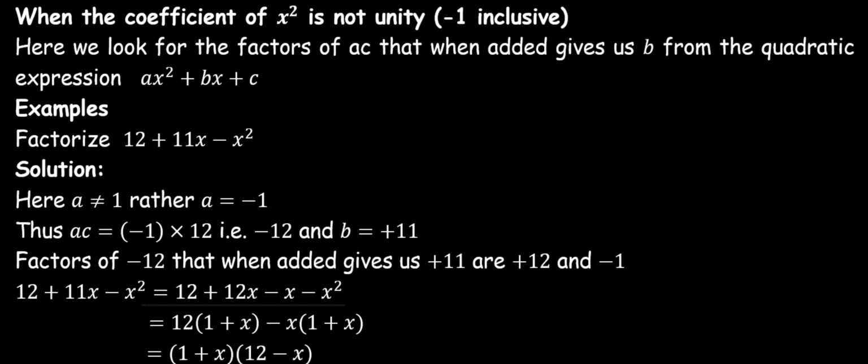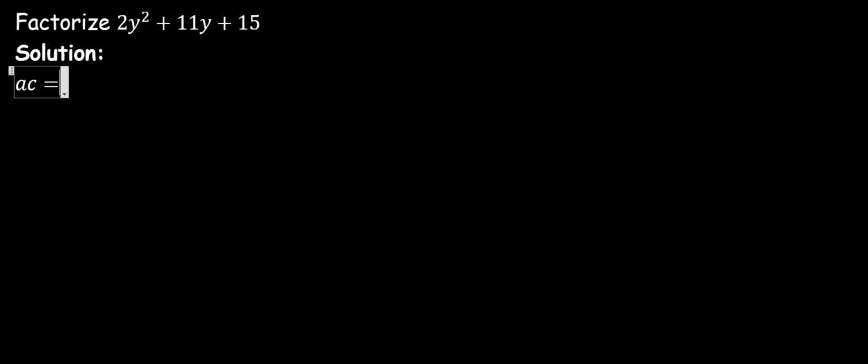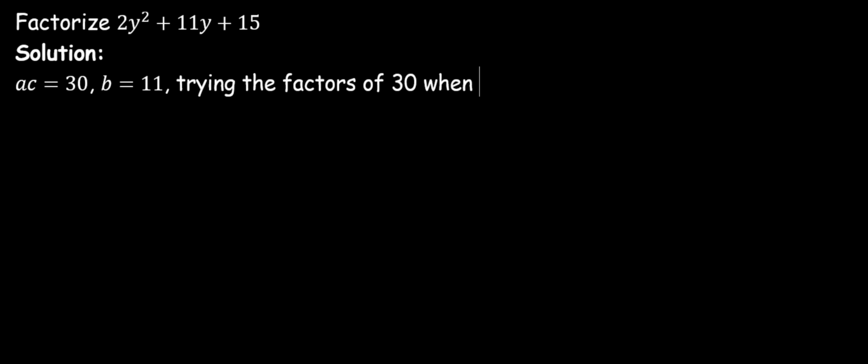We take another example. Factorize 2y squared plus 11y plus 15. Solution. Our AC here is equal to 30, and our B here is equal to 11. I hope you know how we got our AC. That is 2 times 15. Trying the factors of 30 that when added give us plus 11, we have plus 6 and plus 5.